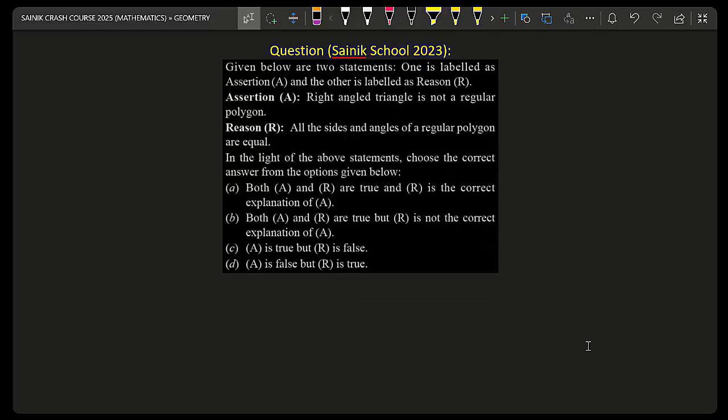If both A and R are true and R is the correct explanation of A, you have to choose A. If A and R are true and R is not the correct explanation of A, you have to choose B. If A is true and R is false, you have to choose C. If A is false and R is true, you have to choose D. Okay, who is going to answer this question with reasons?